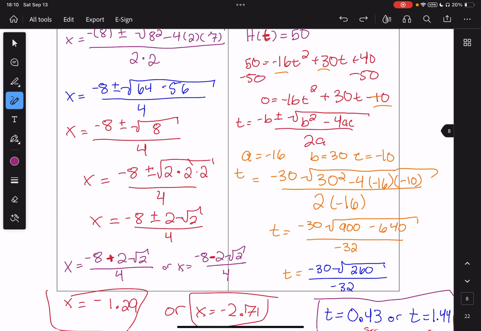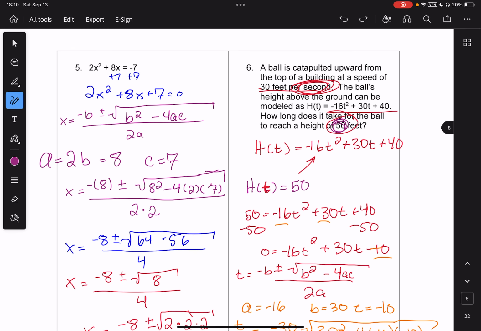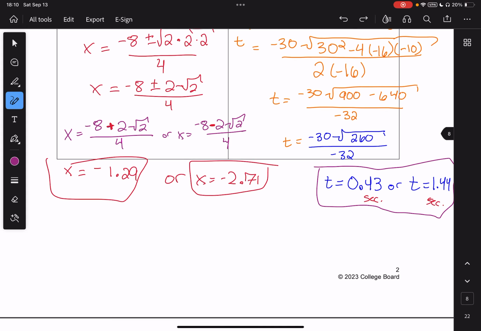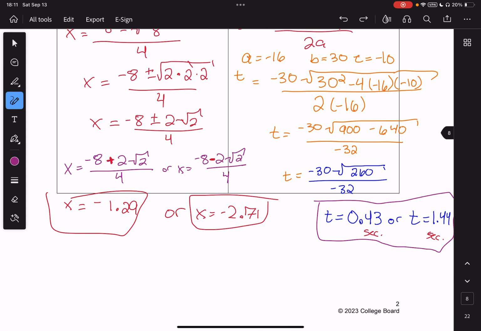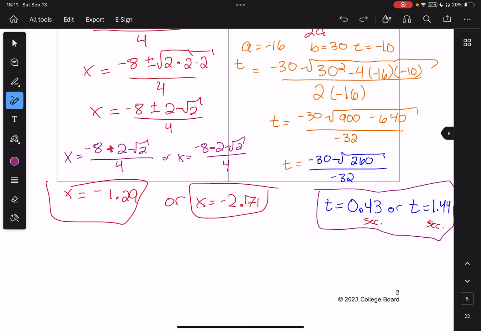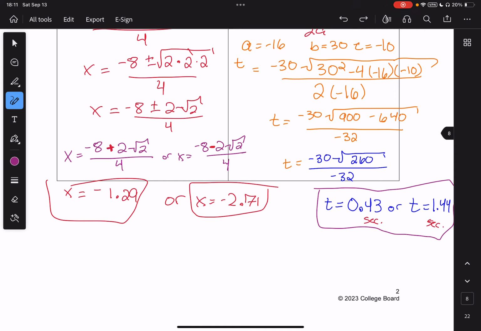Well, let's look at the context of the question. The question is asking, how long does it take for the ball to reach the height of 50 feet? So remember, we're throwing it up and then the ball has to come down. So the 0.43 seconds is when we throw the ball up. And then the 1.44 seconds is when the ball comes back down.